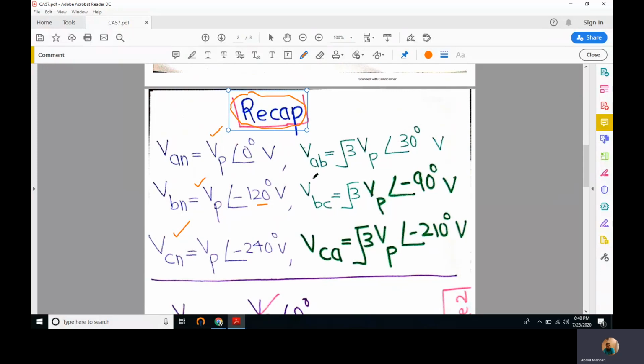We also studied the set of three line voltages. For these phase voltages VAN and VBN, the line voltage VAB is root 3 times VP. The magnitude is 1.732 times larger compared to the phase voltages, but it is at an angle of 30 degrees leading compared to VAN. So VAB is 30 degrees leading compared to VAN.